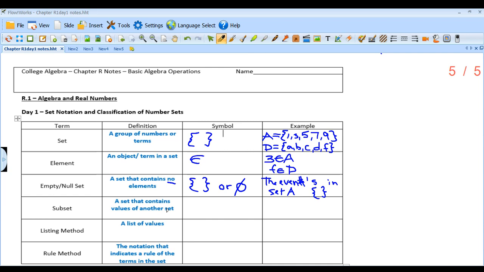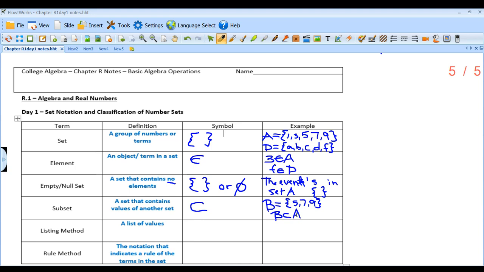All right, next is a subset, which is a set that contains values of another set. The symbol for that is a sideways U. If I made another set, B, for example, let's say that set B is made up of the elements 5, 7, and 9. Notice that these elements in set B are also elements of set A. They're all contained within set A. So then I could say that set B is a subset of set A.